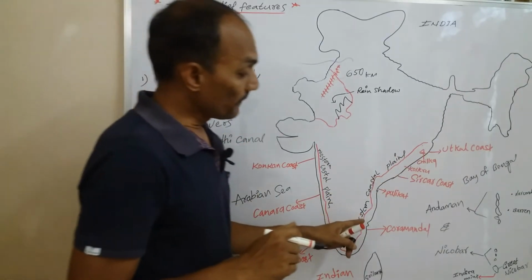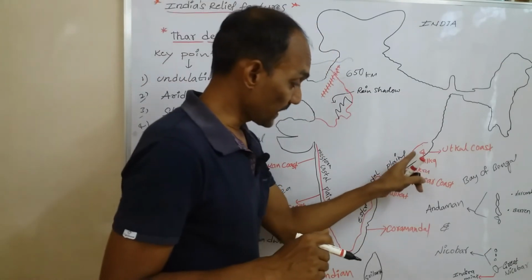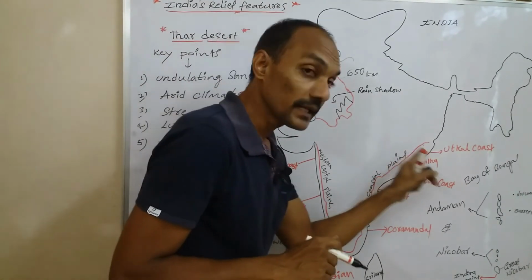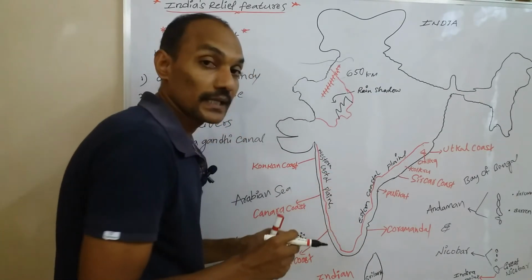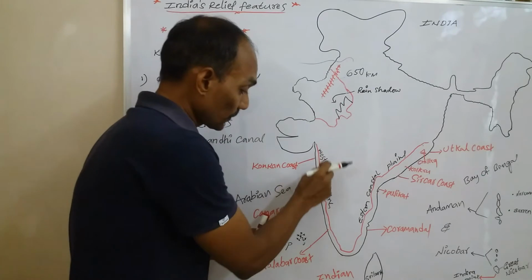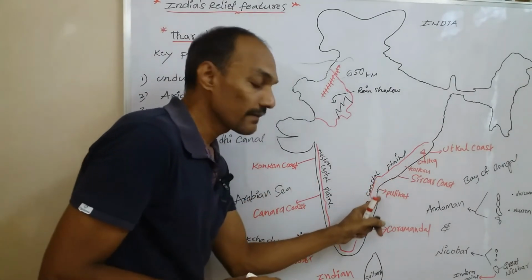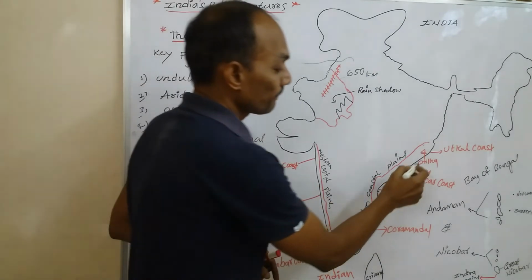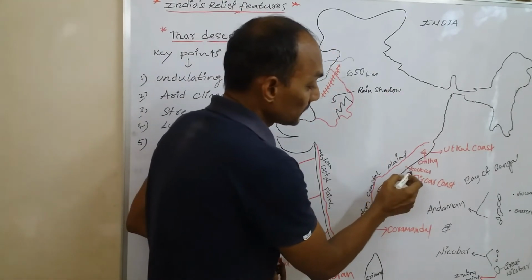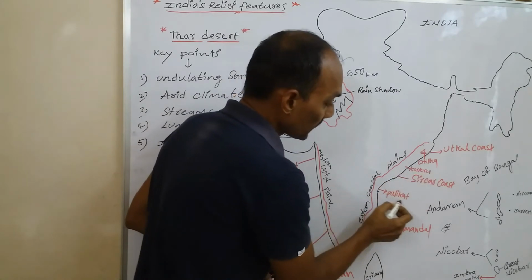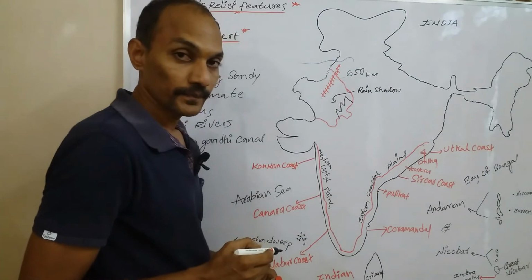And we can see some lakes here. The eastern coastal plains have some lakes, but the western coastal plains don't have any lakes. They are Chilka Lake in Odisha, and Kolleru and Pulicat lakes. These two lakes are in Andhra Pradesh.